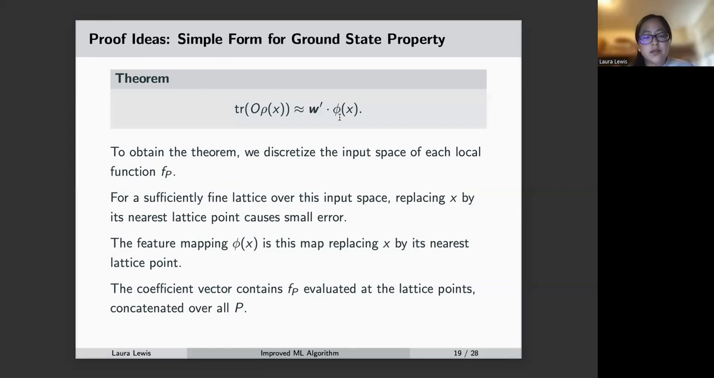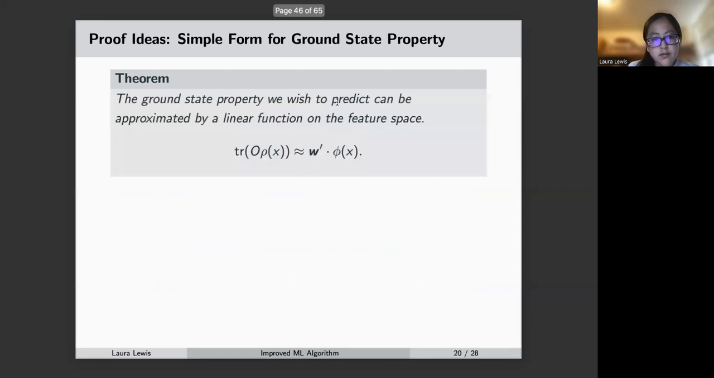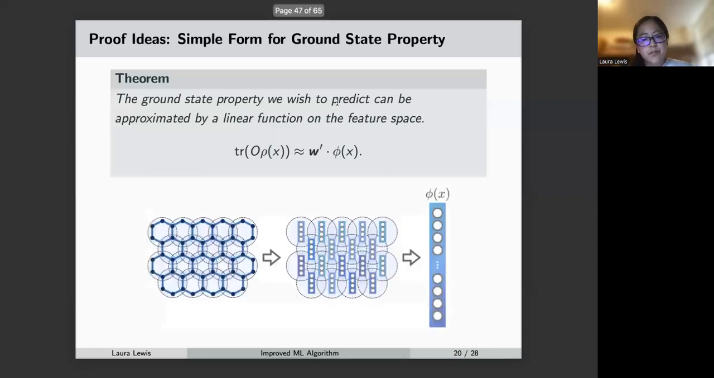So the key here is really this discretization technique and replacing x by its nearest lattice point. And that's really all that we do here. So this is a fairly short part of the proof. Okay, and when we do that, then we obtain the theorem that we wanted.